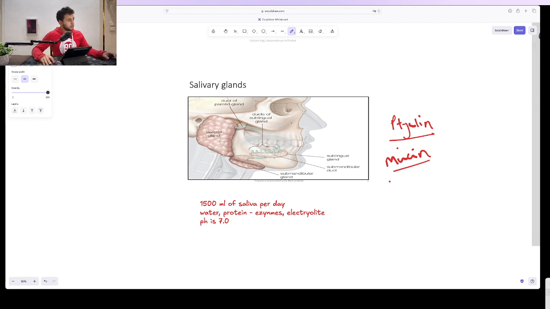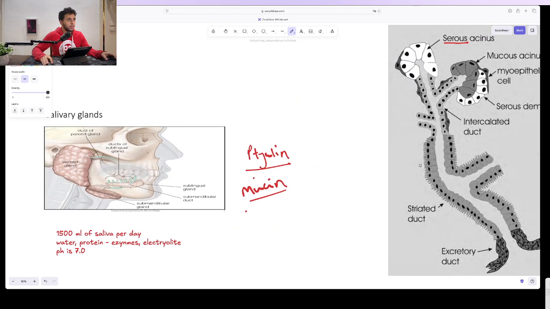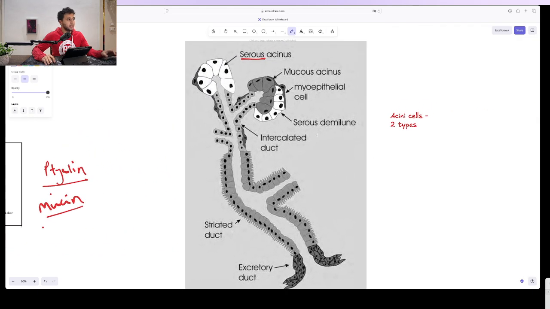Now, if we zoom in on one of the glands, we will find many kinds of cells, but the most important cell that we want to focus on is called the acinar cell, and the singular term is acinus. These cells are the secretory epithelial cells. These are the cells that produce and form the saliva.